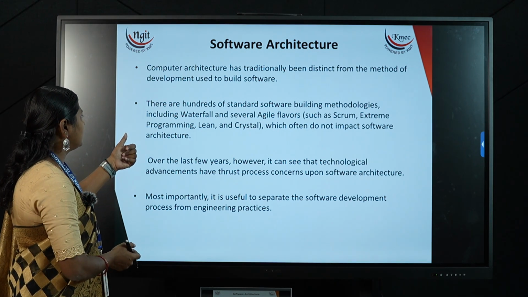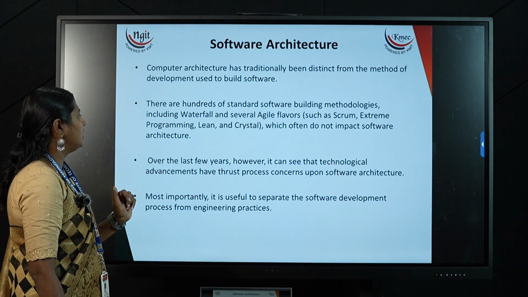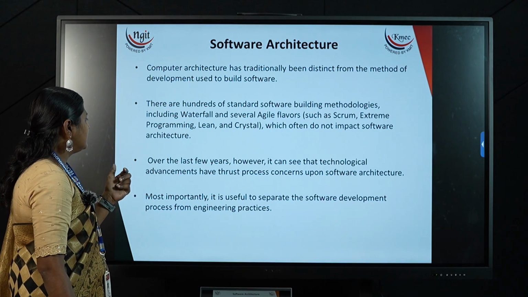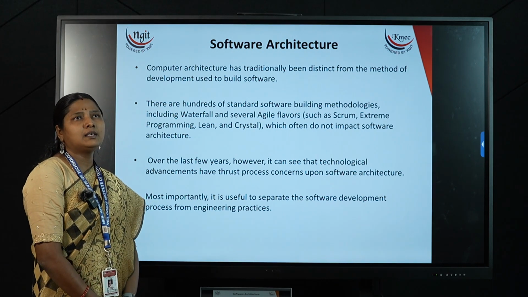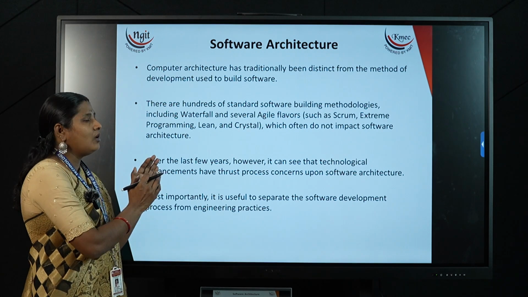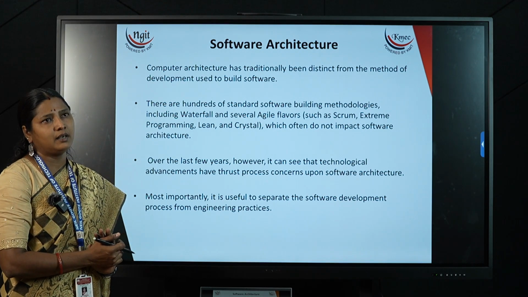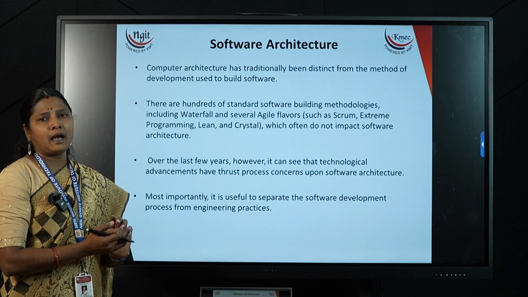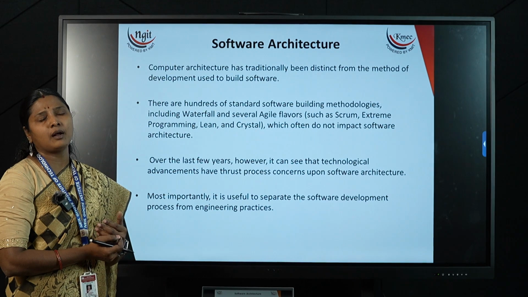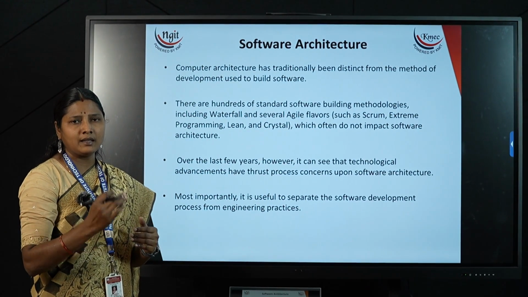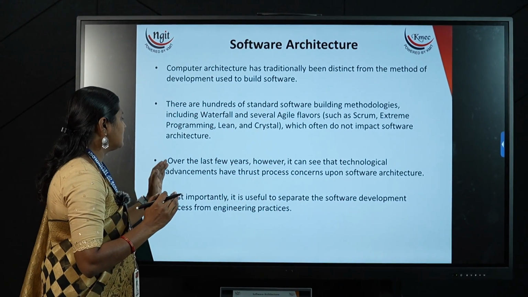There are hundreds of standard software build methodologies including waterfall, agile, and scrum. These are all different types of software process lifecycle models. In each lifecycle model, the way of developing the logical architecture and the software architecture will be totally different, because it depends upon the time complexity, the cost complexity, and the resources needed from one type of software development to another. Keeping all this in mind, the analyst has to draw this software architecture.